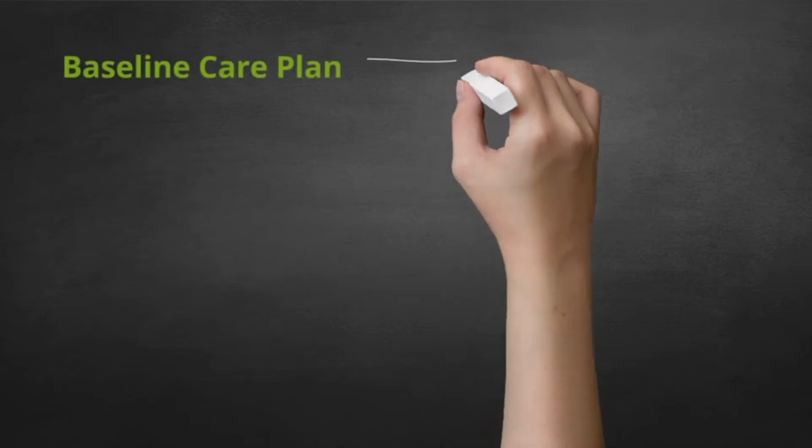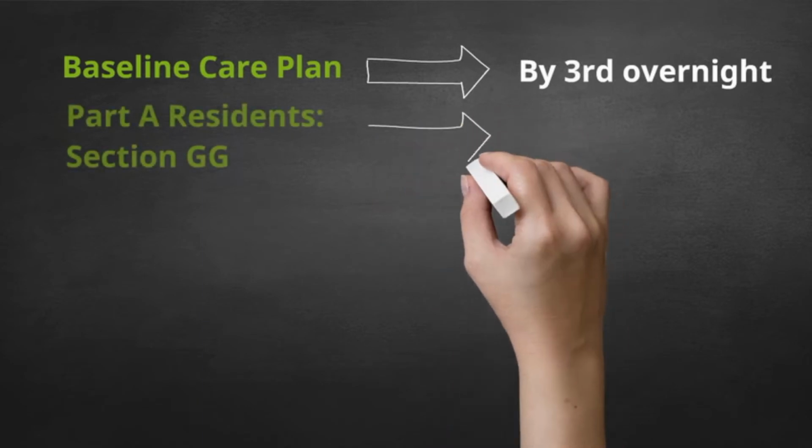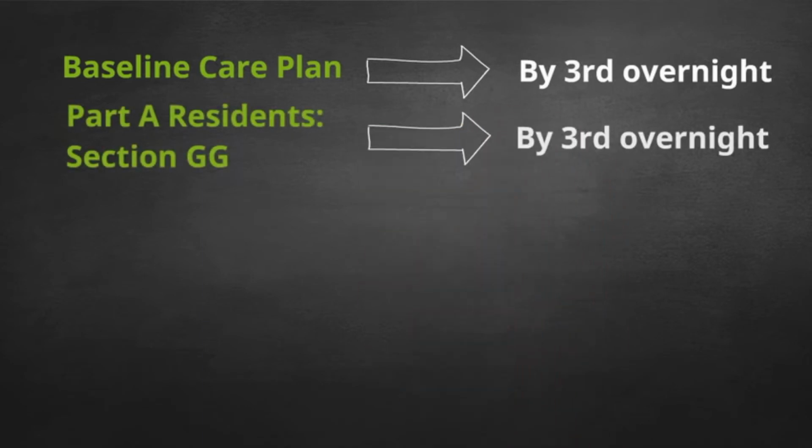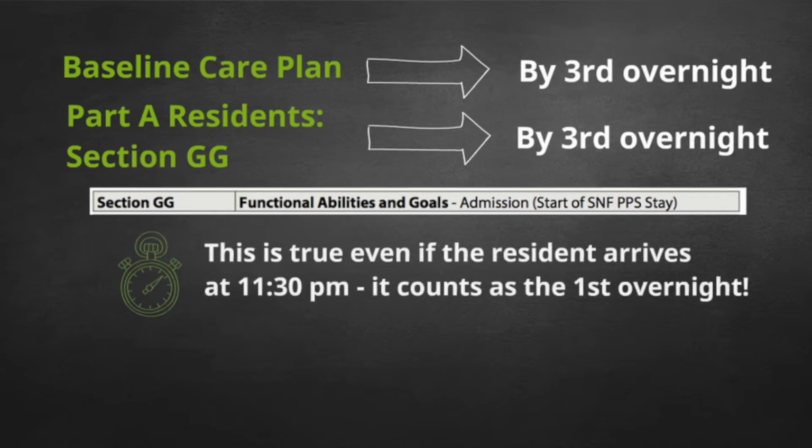So each new resident needs a baseline care plan written by the 3rd overnight. Each new Part A resident needs a Section GG assessment by the 3rd overnight. This is true even if they come in at 11:30 at night. That counts as the first overnight.